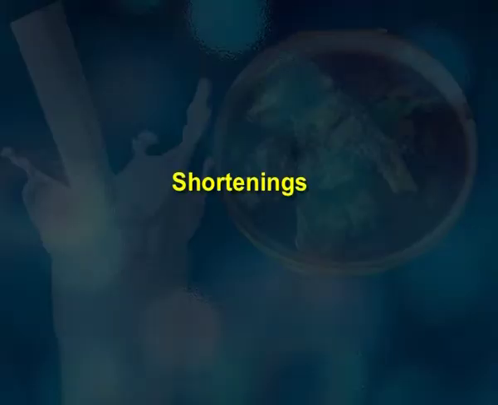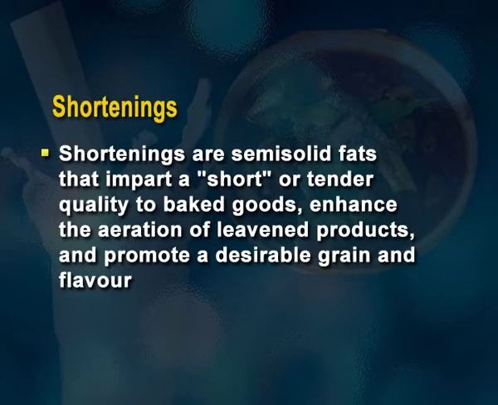Then the next application is as shortenings. Shortenings are semi-solid fats that impart a short or tender quality to baked goods and enhance the aeration of leavening products and promote a desirable grain and flavor. They coat the gluten proteins of the flour, which prevents toughness. In contrast, toughness is desirable in yeast-raised products to give a chewy texture.